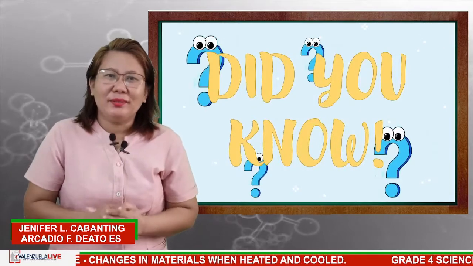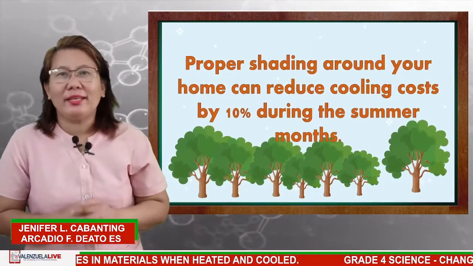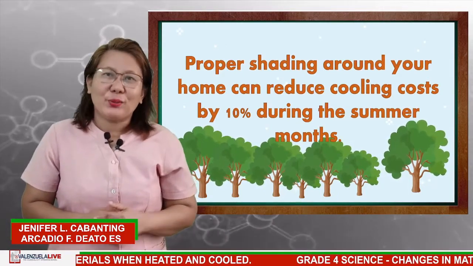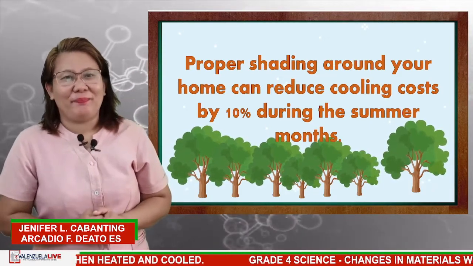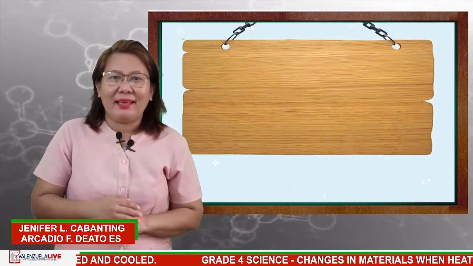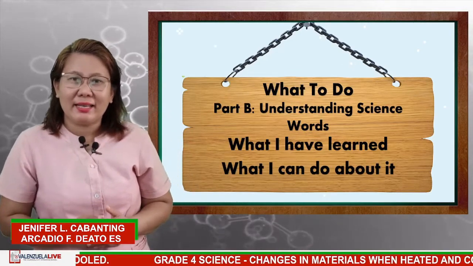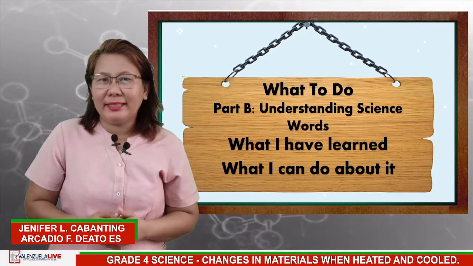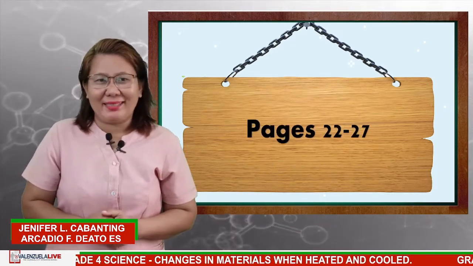Did you know proper shading around your home can reduce cooling caused by 10% during the summer months? So kids, let's start planting plants and trees. For your assignment, answer what to do, Part B in the Understanding Science words, what I have learned, and what I can do about it on pages 22 to 27 in your learning packets.